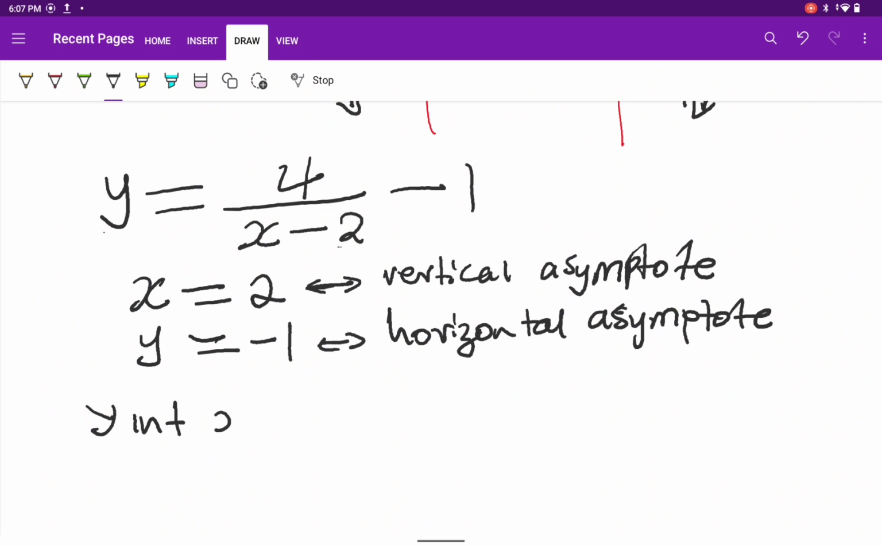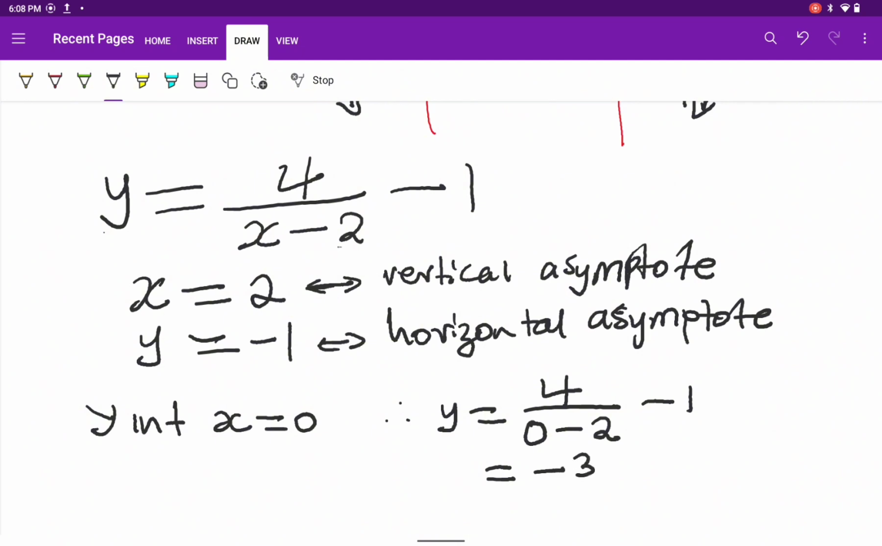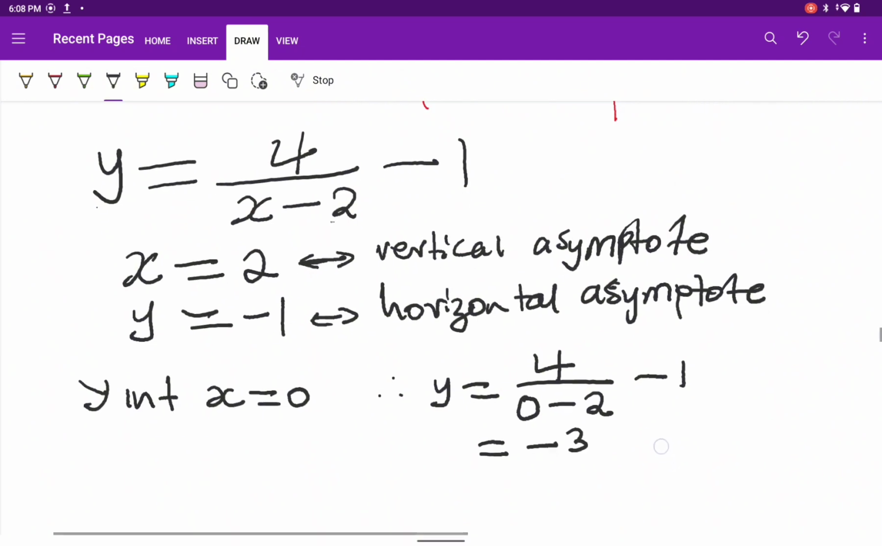For the y-intercept, we know that the x value is 0, therefore y equals 4 over, where there was x, we put 0 minus 2, minus 1. Right, so this is giving us 4 over -2, which is -2, minus 1, which is -3. So our y-intercept is at -3.